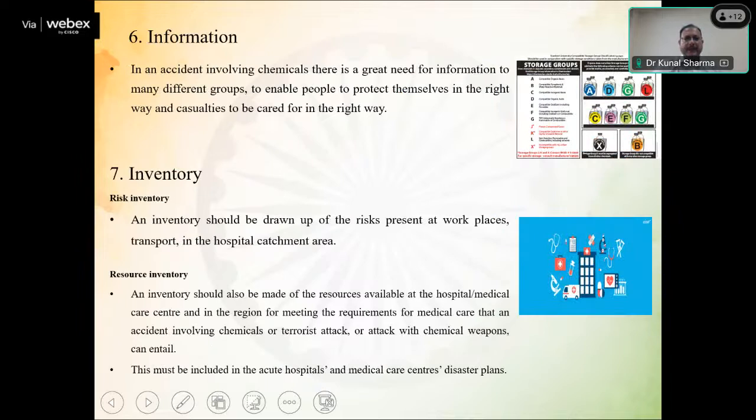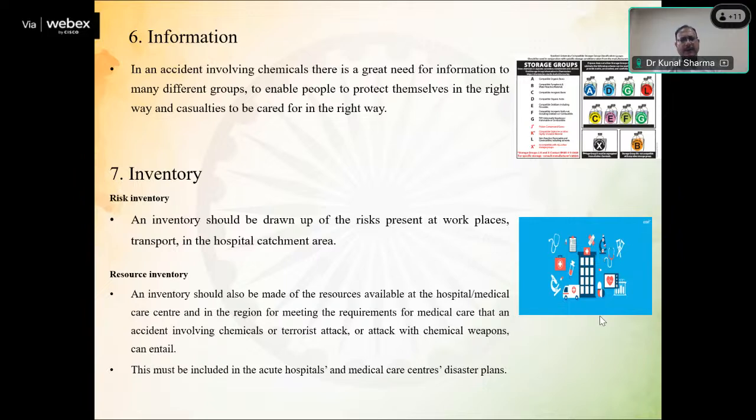Then information. In an accident involving chemicals, there is a great need for information in many different groups, to enable people to protect themselves in the right ways and casualties to be cared for in the right way. If you have the proper information and you know that two glasses of water are sufficient for this type of exposure, it's okay. In certain cases you require two bottles of saline, and that is also required. So it is very easy for medical practitioners to solve the problem in case of exposure.